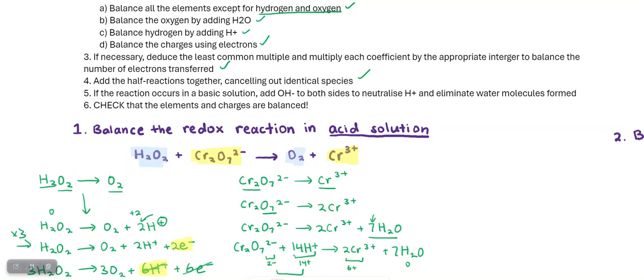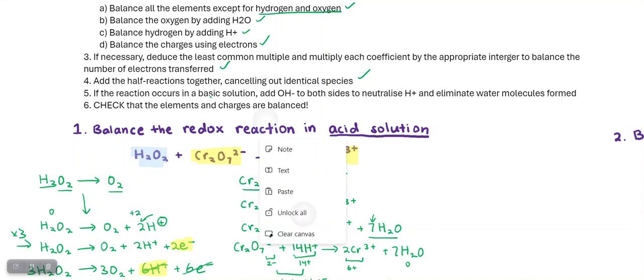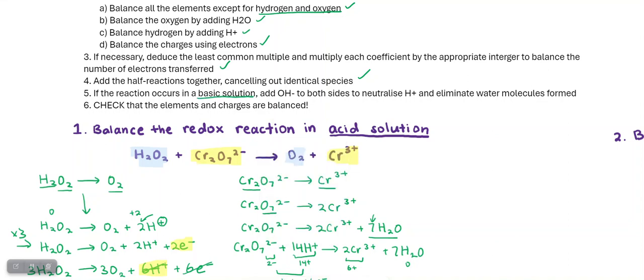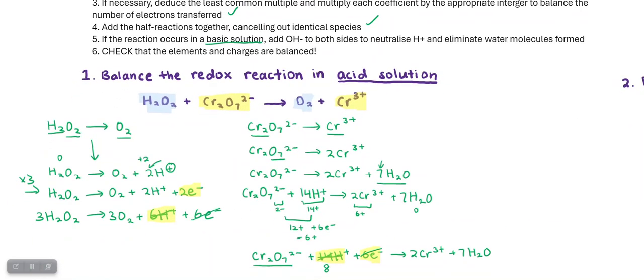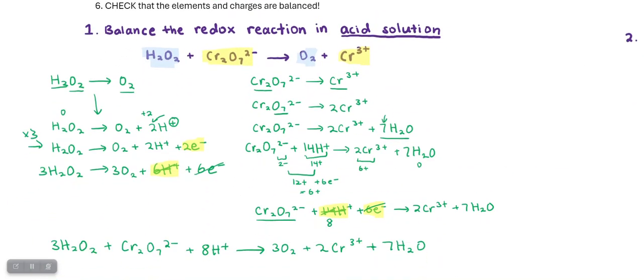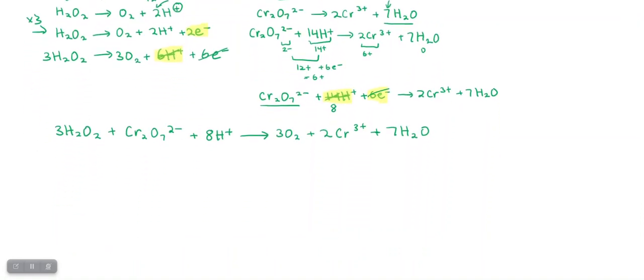So step 5 doesn't apply to us because it's specifying in a basic solution, so we can skip this step. And now just check step 6 to see if all the elements and charges are balanced. So we have 14 hydrogens. This is 8 and then 6, so 6 plus 8 together makes 14. For our oxygens, we have 2 and 7 making 9.